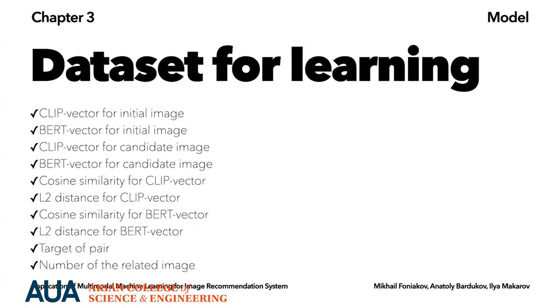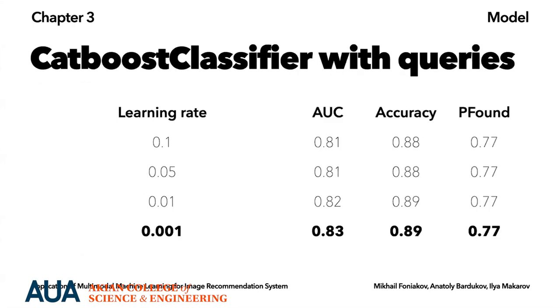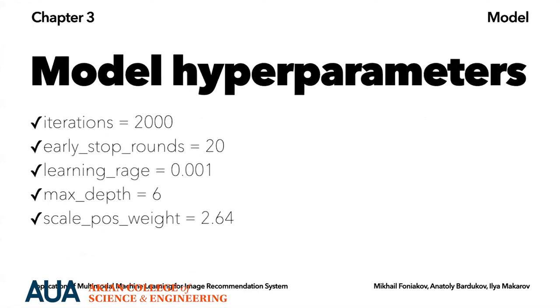So our dataset had the following structure. It's 10 features: two embedding features of CLIP dimensions, two embedding features for BERT dimensions, four numerical features for metrics, one feature is the binomial target variable, and one feature is a query, a categorical feature, the number of the related image. Here we see that the optimal learning rate is 0.001. For my multimodal recommender system, I will use a model based on the CatBoost algorithm.